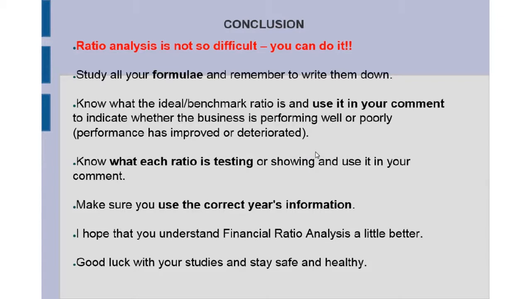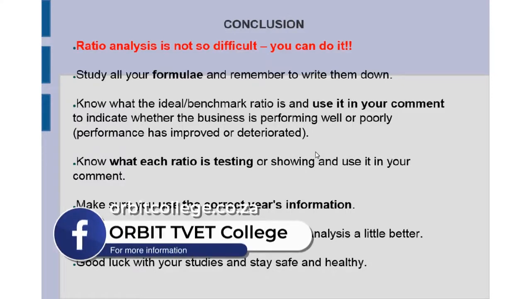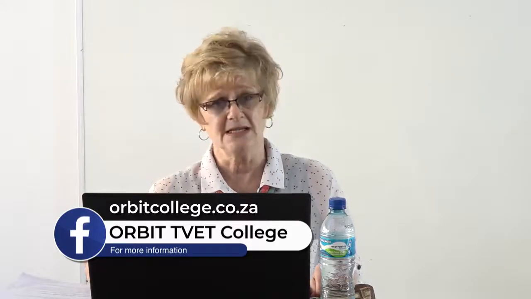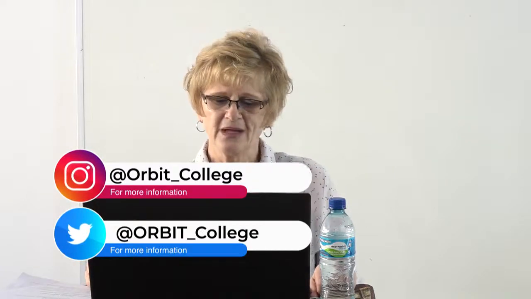It's not so difficult, you can do it. Just remember the few points: remember your formulae, write them down, know what the ideal or the benchmark is for each one, write that down, and know what each ratio is testing. And remember to get the correct information from the question paper.